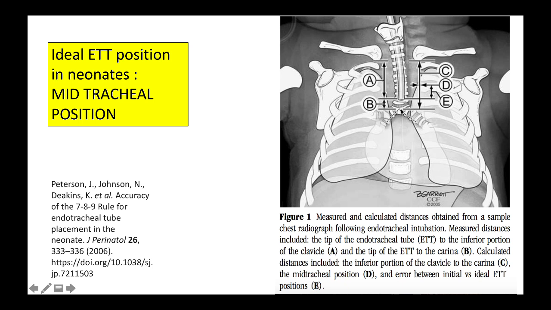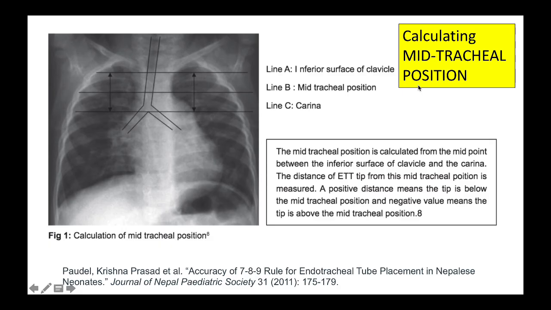The carina is where the trachea splits off into two bronchi. In this figure, the letter D represents the mid-tracheal position. You can see the carina here and the undersides of the clavicles here. So D is what you're aiming for.